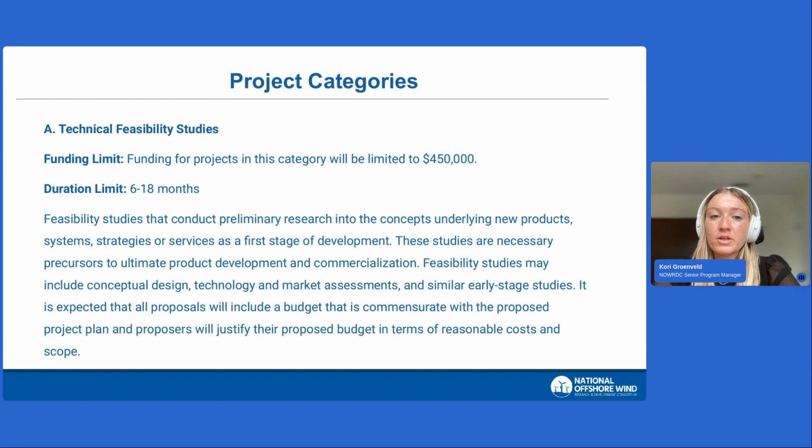To get a bit more into what these different categories mean, again, this is in the RFP, but just to summarize here, technical feasibility studies conduct preliminary research into the concepts underlying new products, systems, strategies, or services as a first stage of development. These studies are necessary precursors to ultimate product development and commercialization. Feasibility studies may include conceptual design, technology and market assessments, and similar early stage studies. The budget cap for this funding category is $450,000, and there's also a duration cap of between 6 and 18 months for the project.